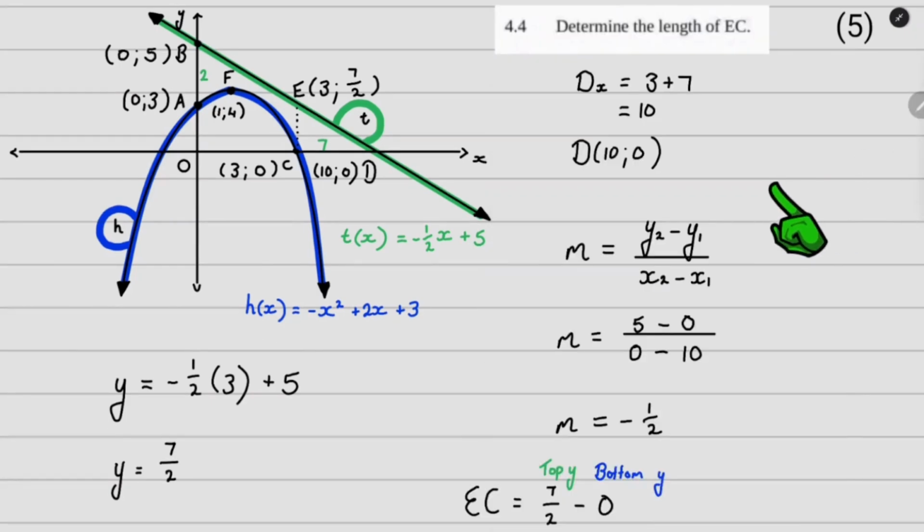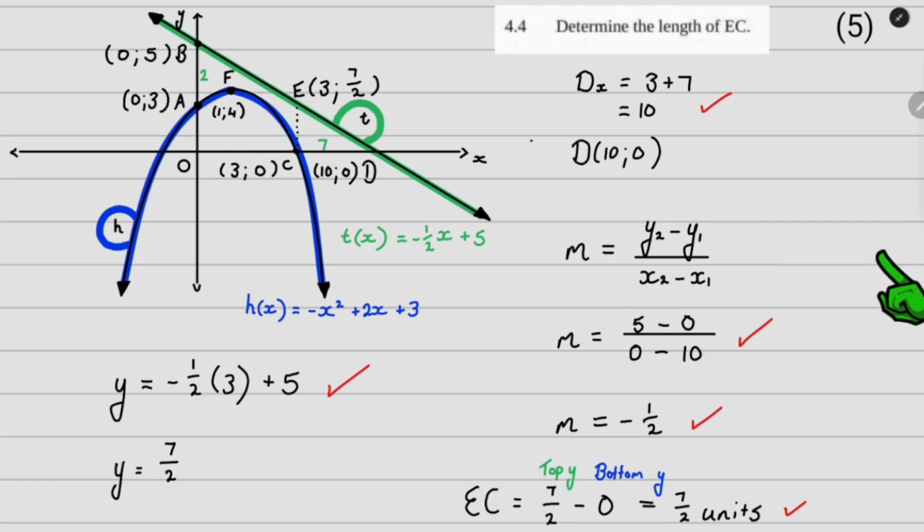And then for the length of a vertical line, I take the top y value, which is on the green graph, 7/2, minus the bottom y value, which is on the blue graph, which is 0. And then that pops out my length to be 7/2 units, or if you want to see it as a decimal, it is 3.5 units.